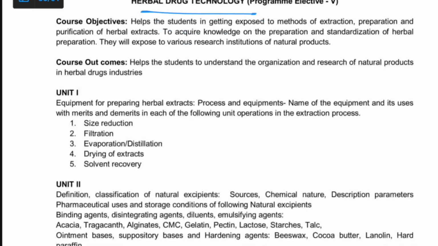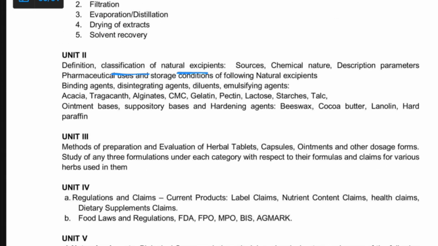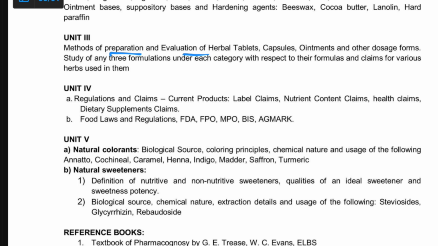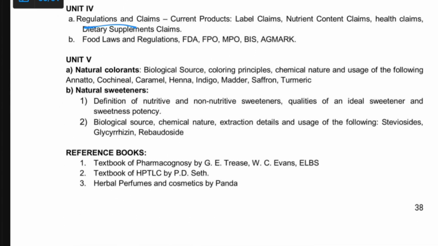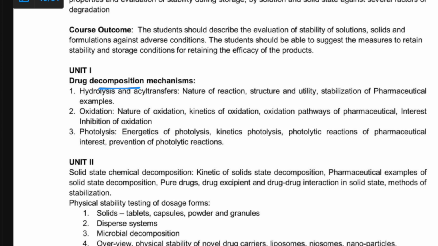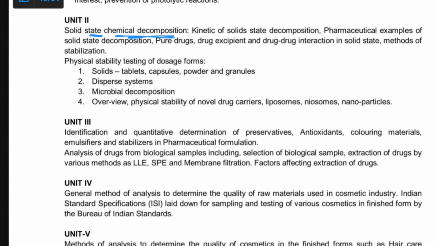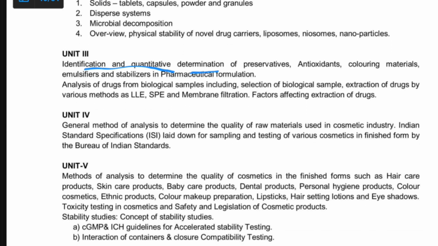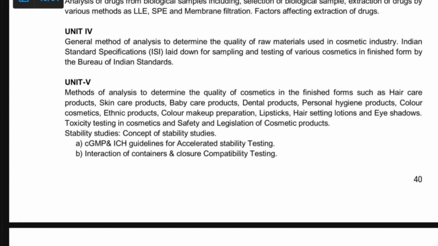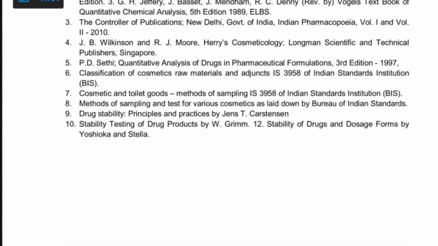Herbal drug technology: equipment for preparing herbal extracts, definitions and classifications of natural excipients, methods and preparations of evaluation of herbal drug tablets, regulations, claims, and natural coolant, natural colorant, natural sweeteners. Stability of drugs and dosage forms: drug decomposition mechanisms, solid state decomposition, solid state chemical decomposition, identification and quantitative determination of preservatives, antioxidants, and colorants, and the general methods of analysis to determine the quality of raw material, methods of analysis to determine the quality of cosmetics in the finished product.